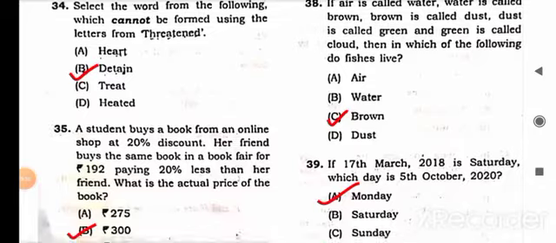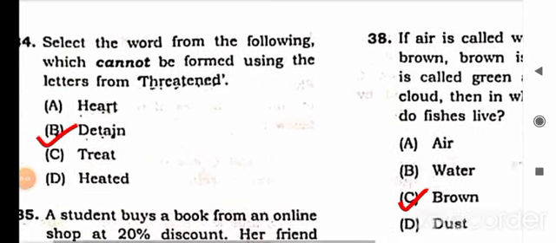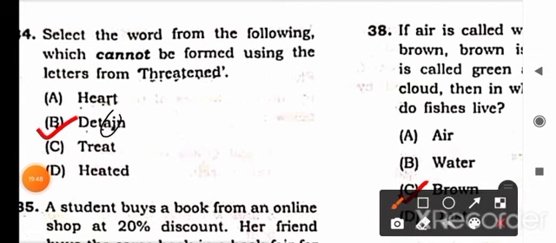Next, go to the next question, and this is: select the word from the following which cannot be formed using the letters from threatened. See, here is I, one I is there in threatened, I, detained, but there is no I in this word, so this can be eliminated very easily. Just keep your calm with you.